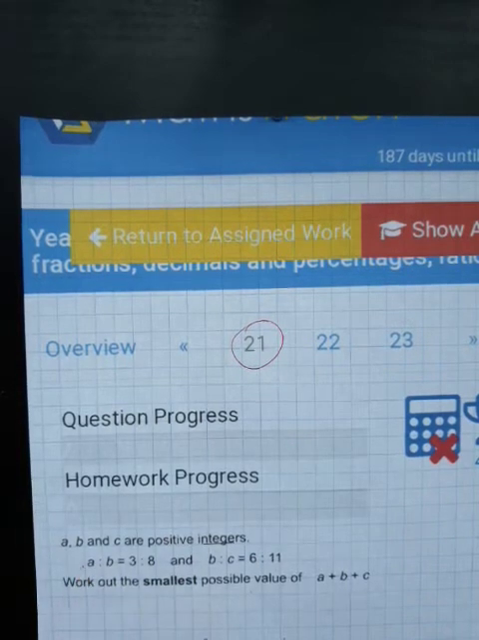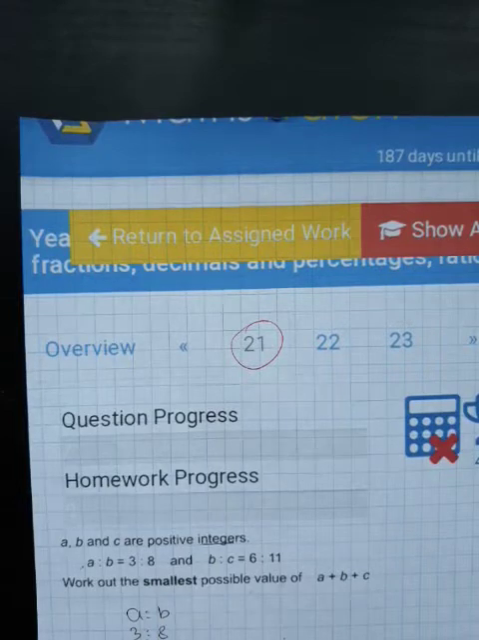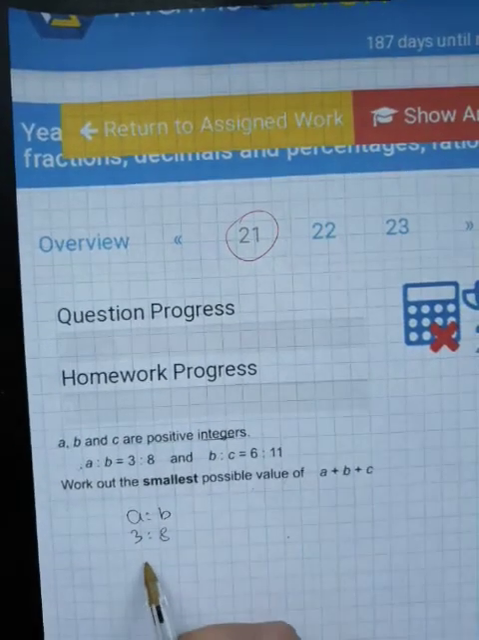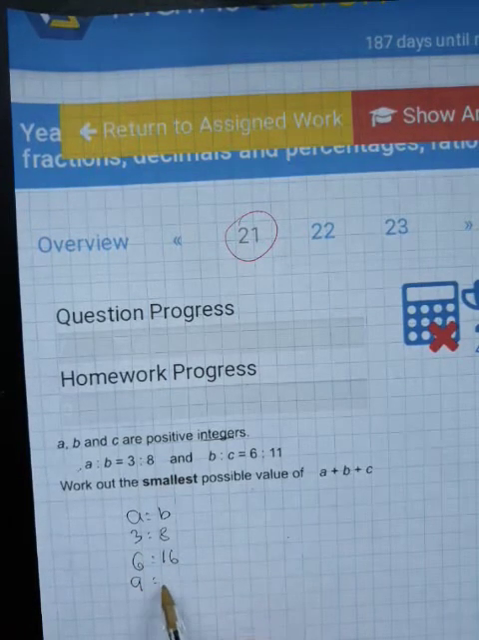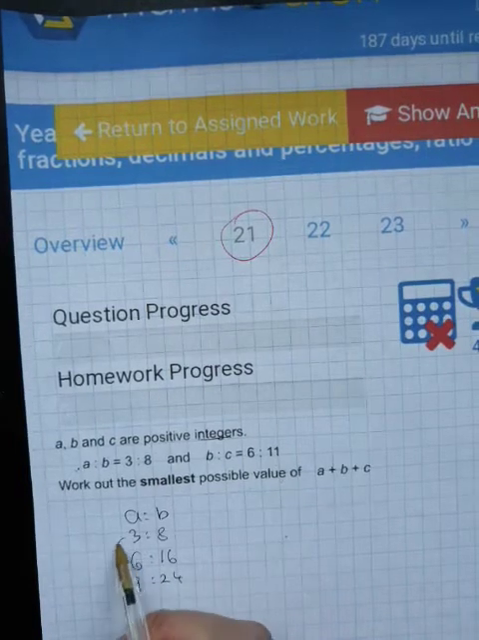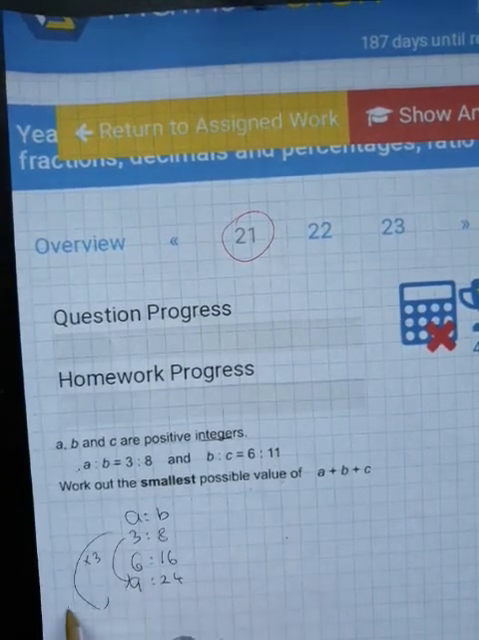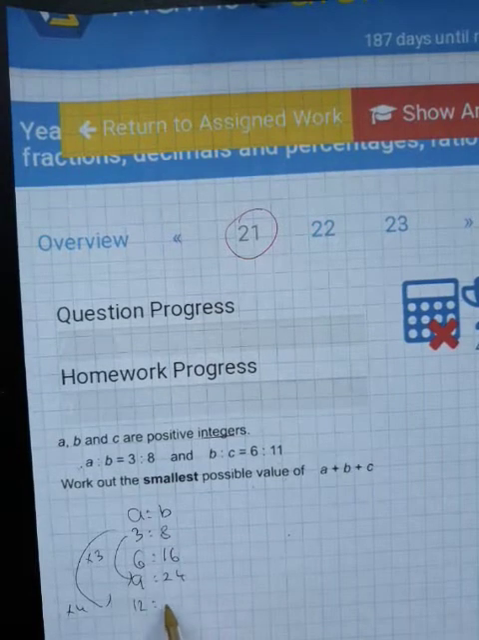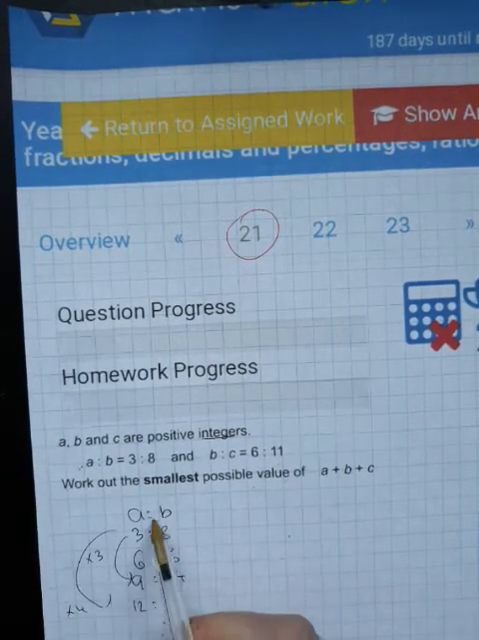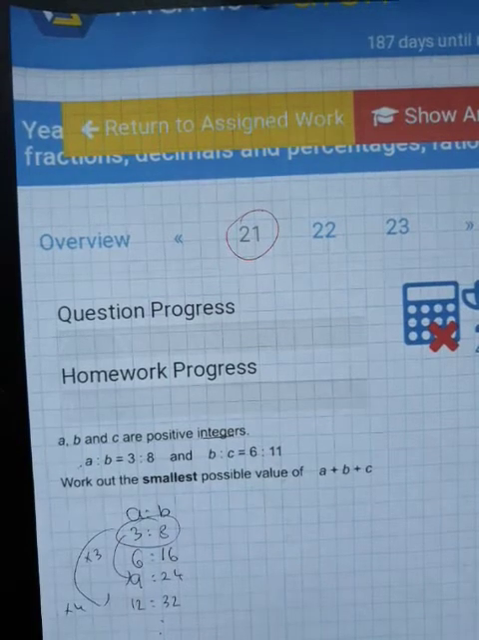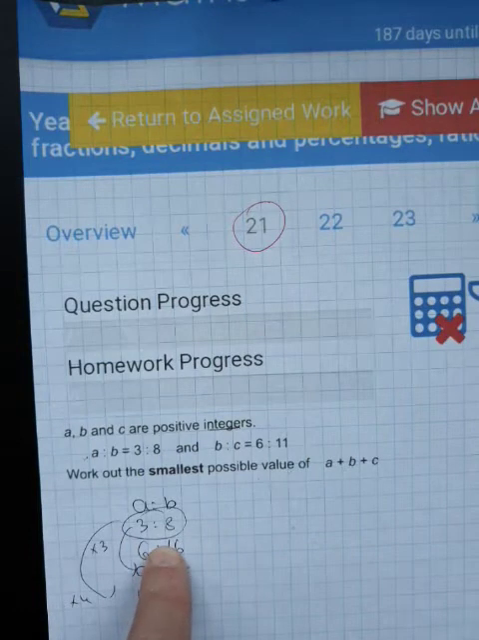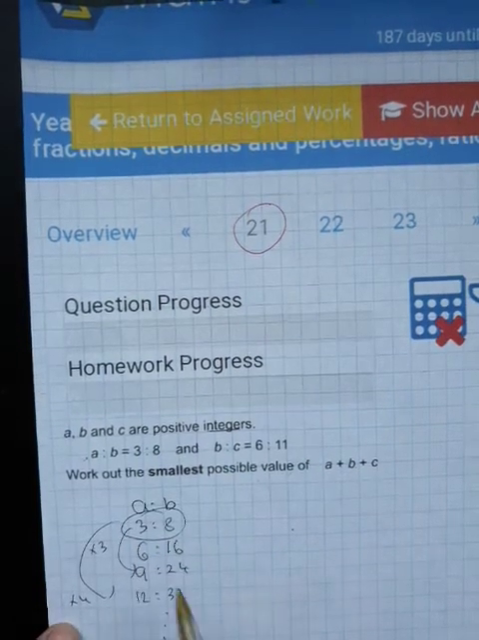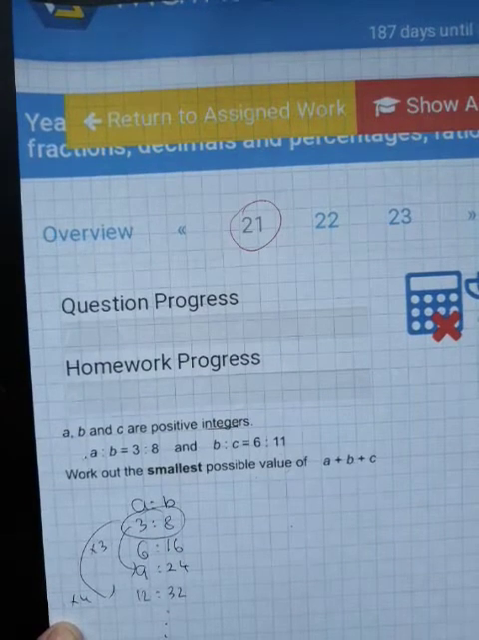So if you look at this, A to B is 3 to 8. Now, if we double both parts of that ratio, that could be written as 6 to 16. And if I triple it, 9 to 24. And if I times it by 4, I could get 12 to 32. And I could carry on forever. This is what's known as this ratio in its simplest form. So they're all the same ratios. That's in its simplest form. And we'll come back to that in a little while when we talk about what is the smallest possible value of A plus B plus C.